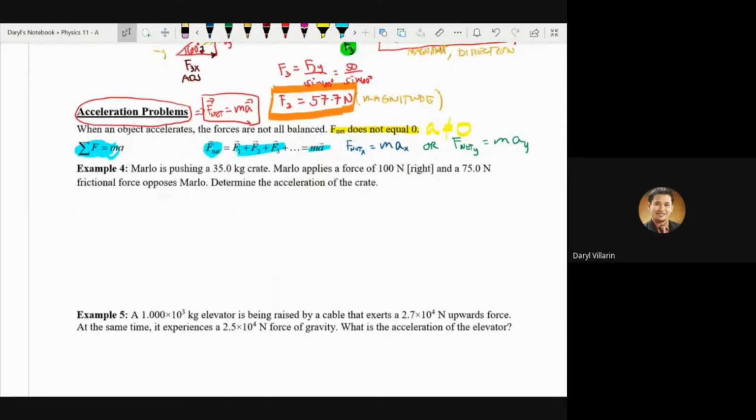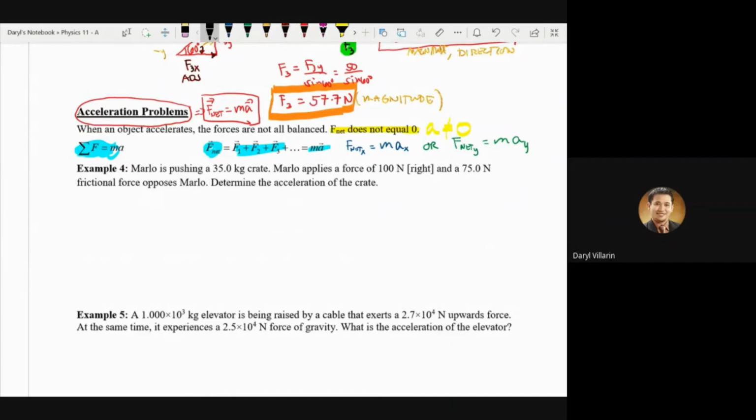Marlo is pushing a 35 kg crate. Marlo applies a force of 100 newtons to the right, and a 75.0 newton frictional force opposes Marlo. Determine the acceleration of the crate. Maybe it's kind of obvious upon looking at just the numbers there. However, again, make sure that you draw the free body diagram. The free body diagram will tell you the different forces acting on the object.